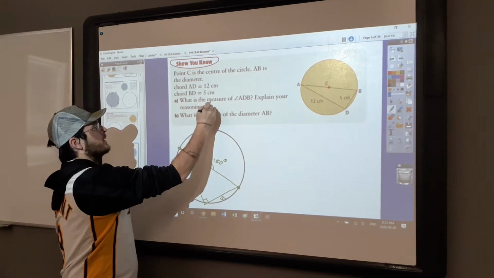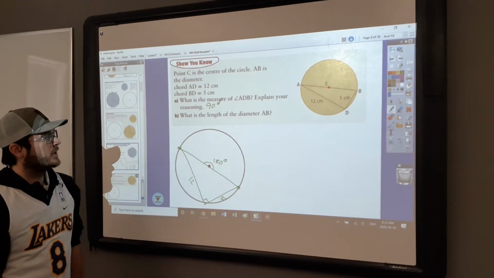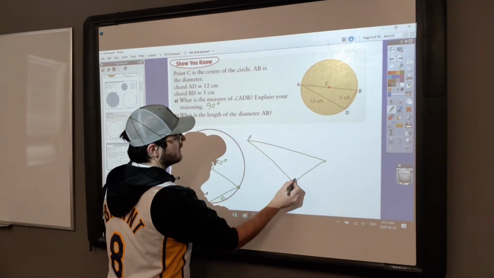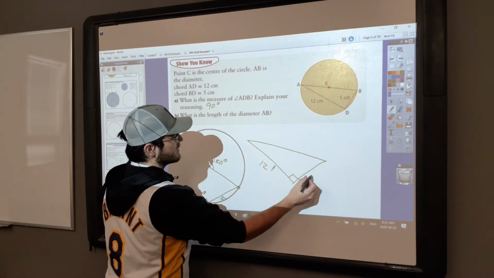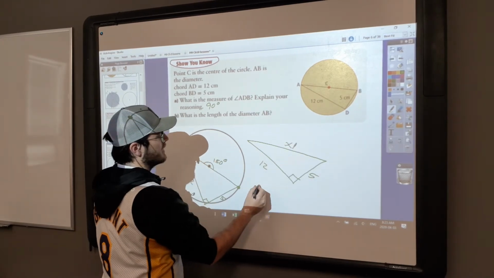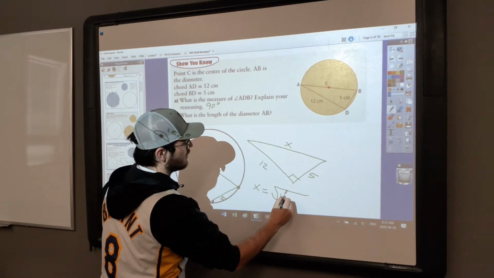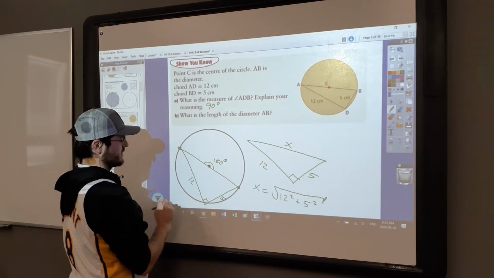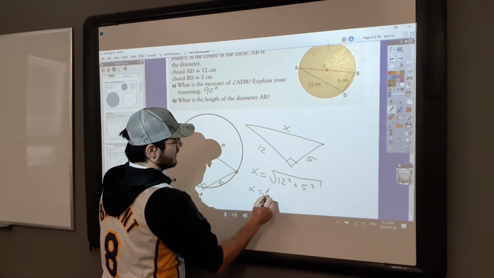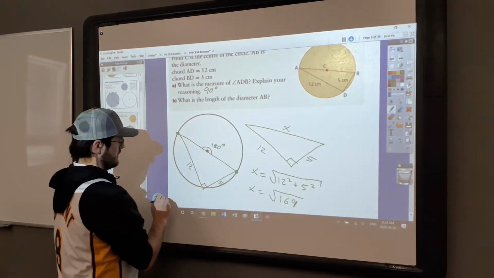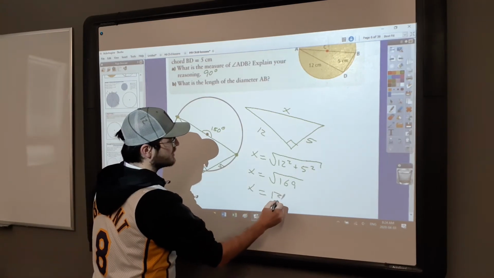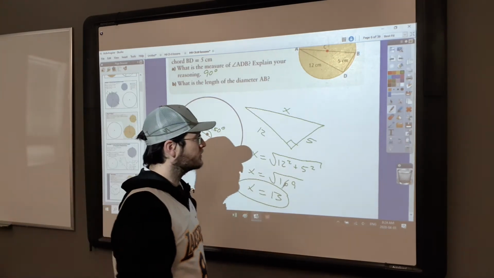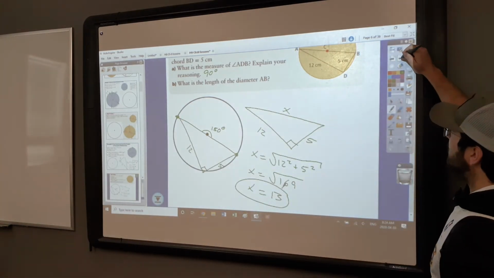Okay? And so then we could figure out the length of the diameter. In this case, we've got a right angle triangle where we can just do a squared plus b squared. Right? We do x equals the square root of 12 squared plus 5 squared. Okay, 144 plus 25, I believe 169, which means that the length of the diameter is actually 13. Okay, so that's pretty much all there is to this section.